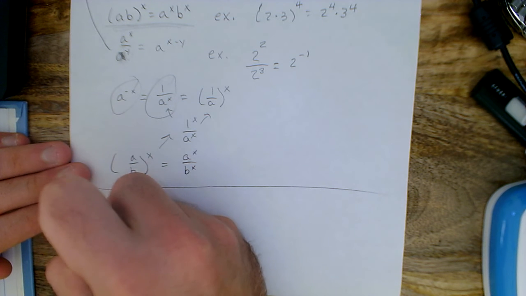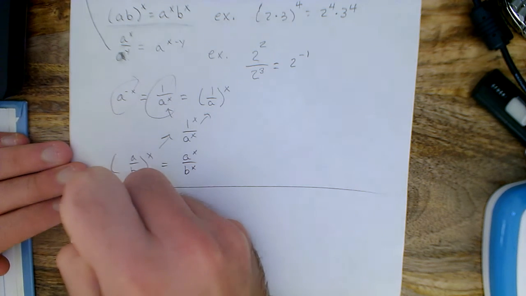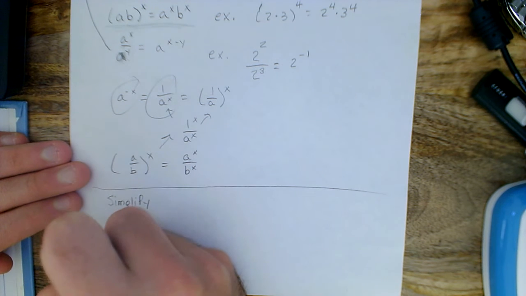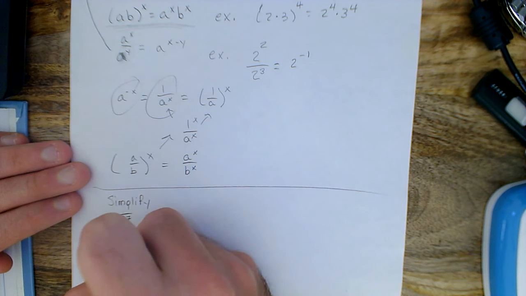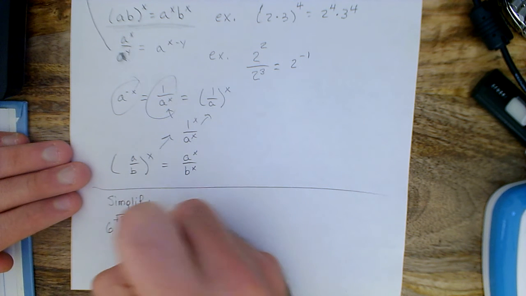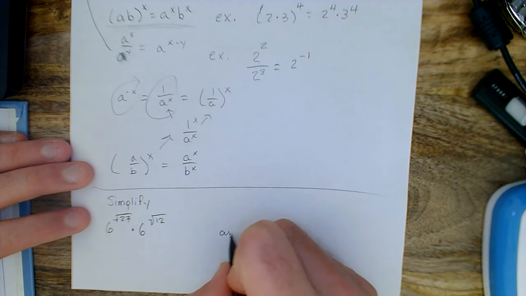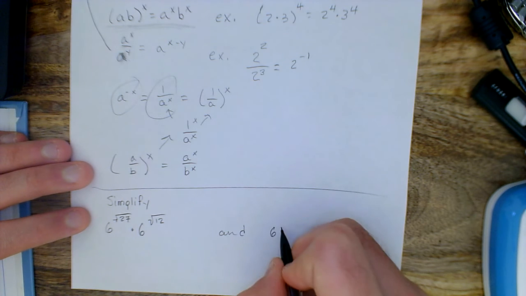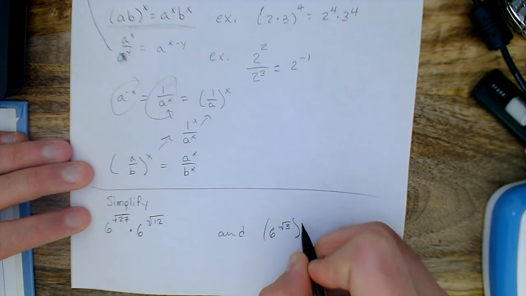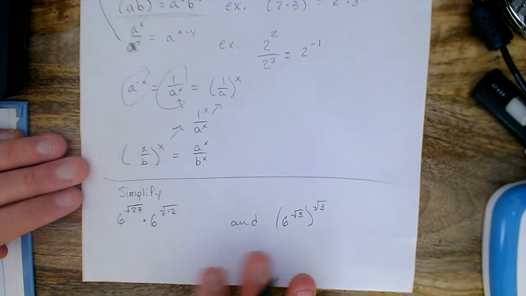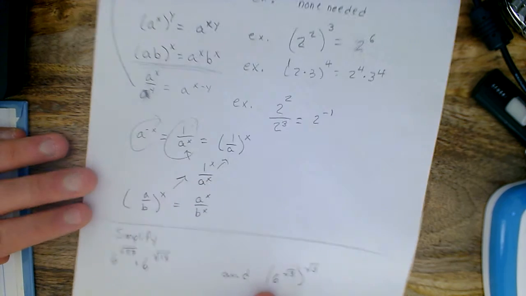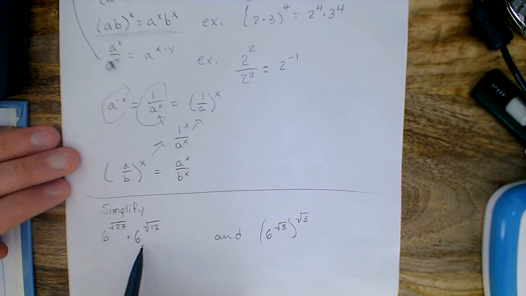So they want you to simplify 6 to the square root of 27 times 6 to the square root of 12, and 6 to the root 3 to the root 3. Okay, so for the first one here, we've got to look at our rule sheet. So it looks like we've got two of the same number, 6, being raised to two different exponents, and then they're multiplied by each other.